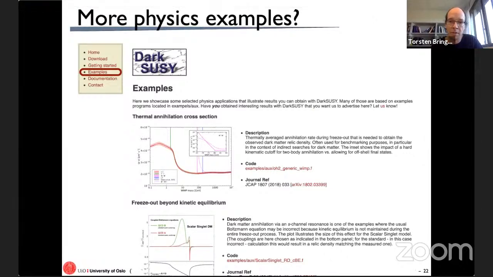More physics examples you can also find on the homepage. Here you see some examples that I've talked about. There are other examples; this is for the coupled Boltzmann equations. And this is also constantly being updated. I encourage you, if you feel motivated after this tutorial or later on to use DarkSUSY in one of your own projects and think that you found some nice results, feel free to contact us and we can update this and provide another example of what you can do with DarkSUSY.